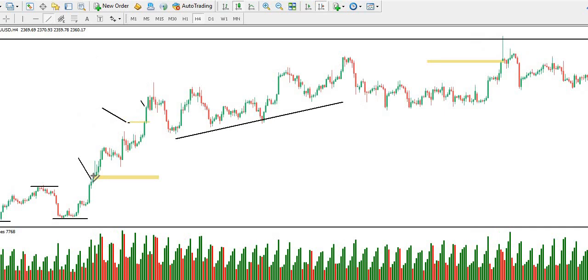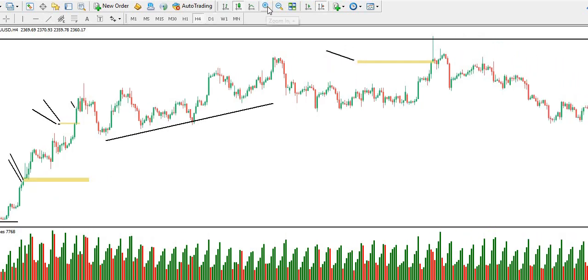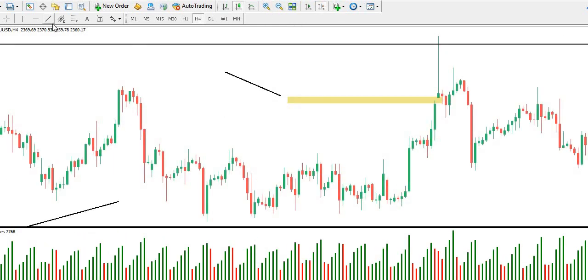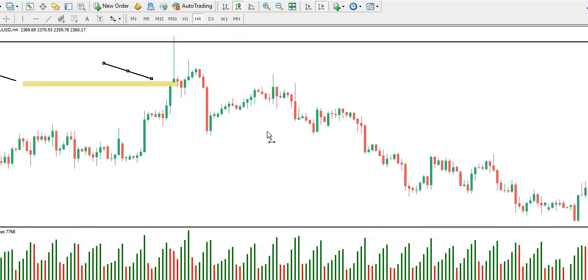So initially we were having the breakaway gap, then we were having the runaway gap, and finally at this point we are having the exhaustion gap. Let me zoom in. This is the exhaustion gap. The gap appeared after a strong bullish candle, and as it appeared after the breakaway and runaway gap, we can anticipate that the uptrend is about to terminate and the downward trend is about to get started.